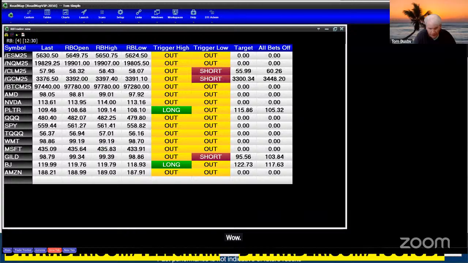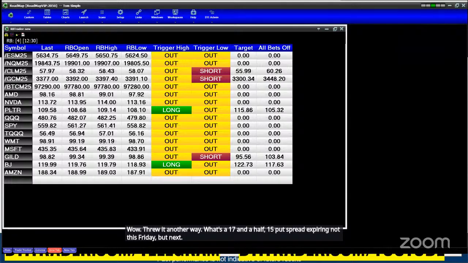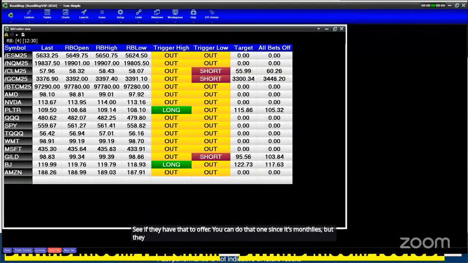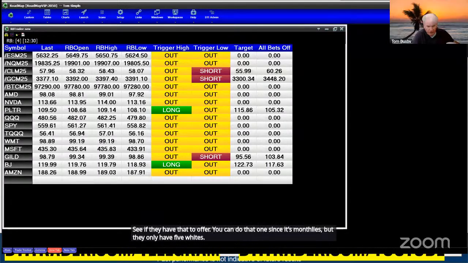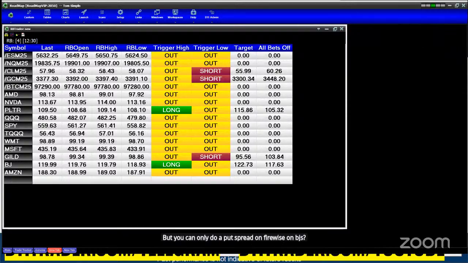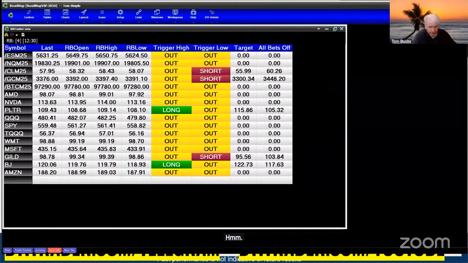Let's do it another way. What's a 17 and a half, 15 put spread expiring not this Friday, but next? See if they have that to offer. Yeah, you can do that one since it's monthlies, but they only have 5 wides. But you can only do a put spread on 5 wides on BJs? Yeah, they only have 5 wides. I wouldn't do it then. Okay. And you said it's 240. I hate paying that much.